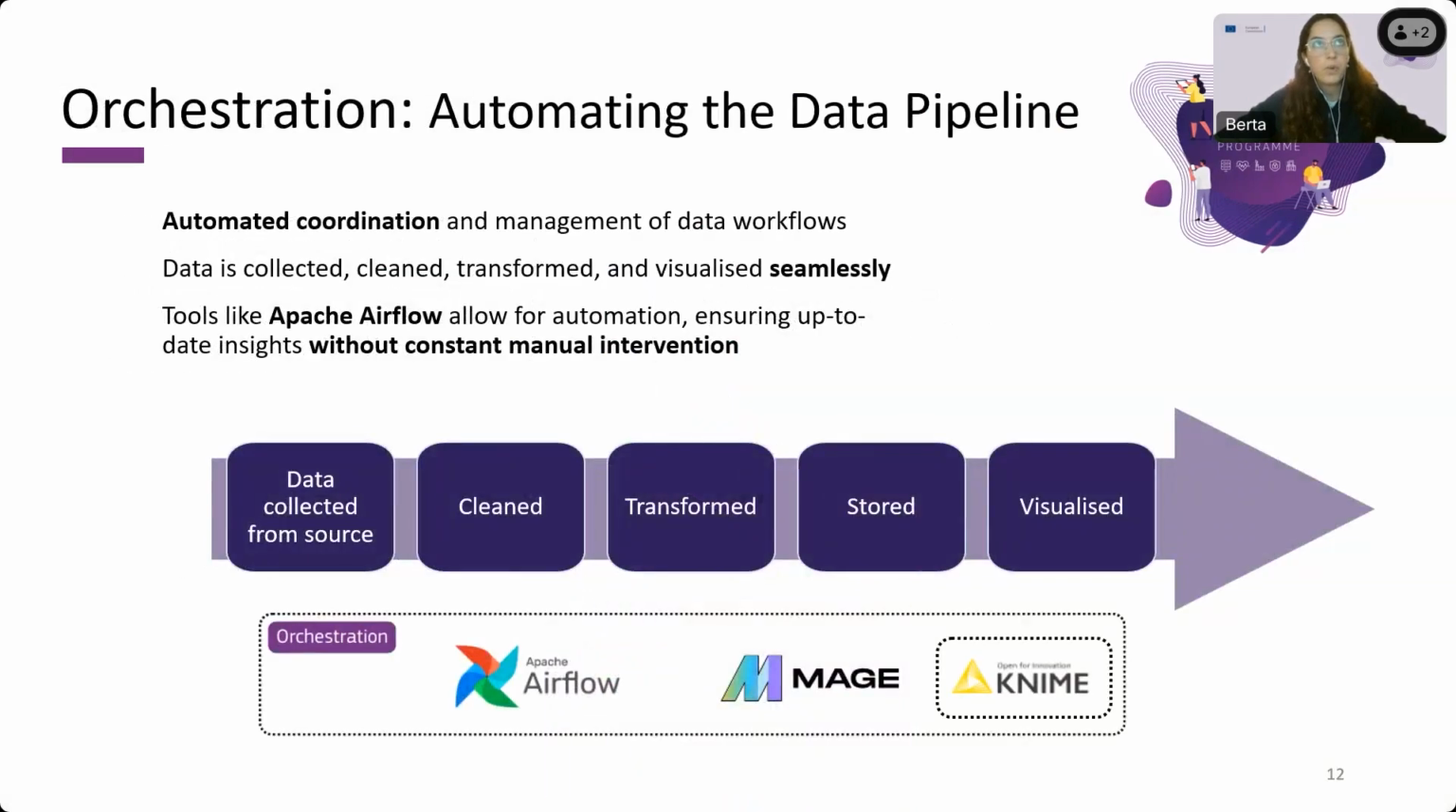So now, what is orchestration? Orchestration refers to the automated coordination and management of complex data workflows. In a typical data pipeline, you collect, clean, transform, store, and then visualize the data. Instead of having to manually perform each of these steps, automation ensures that the data flows seamlessly from the source up until the visualization, without the need for constant manual intervention.